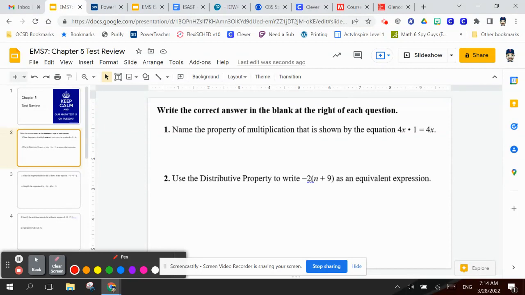Number 1, name the property of multiplication that is shown by the equation 4x times 1 equals 4x. Well, we know anything that's multiplied by 1 is that same number. So this is what we call the identity property of multiplication, because you're identifying that anything times 1 or plus 0 is that same number.